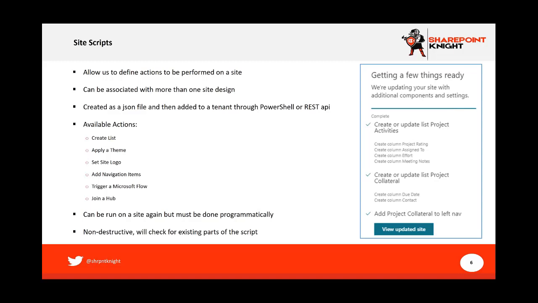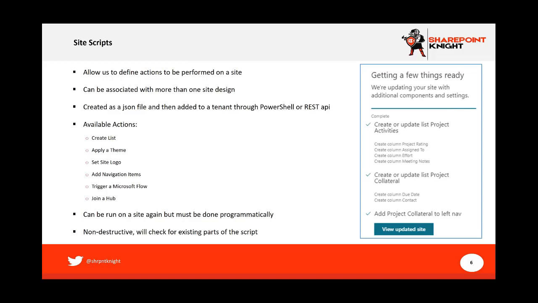Also, at the moment, we have a limited set of actions that we can perform. We can create a list and then do actions within that list. So we can set a title, set the description, add columns, and add custom renderers from our SharePoint Framework extensions. We can do all those sorts of things. We can apply a theme. Now, one of the things I found out as I was preparing for this is that if we're going to be applying a theme, we cannot apply any of the out-of-the-box themes.